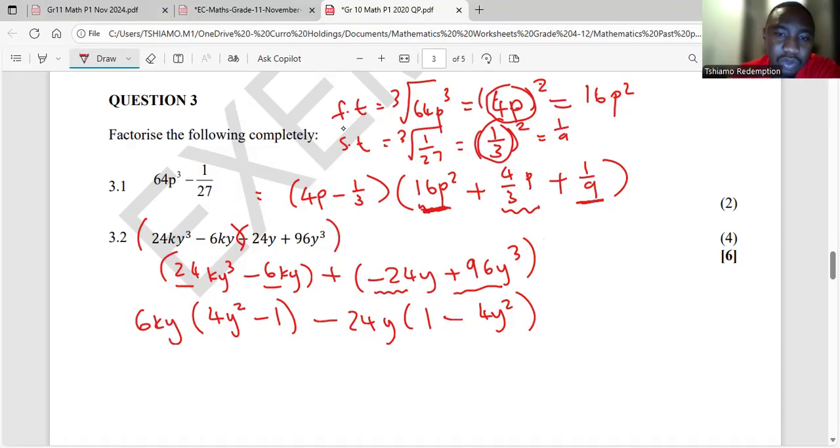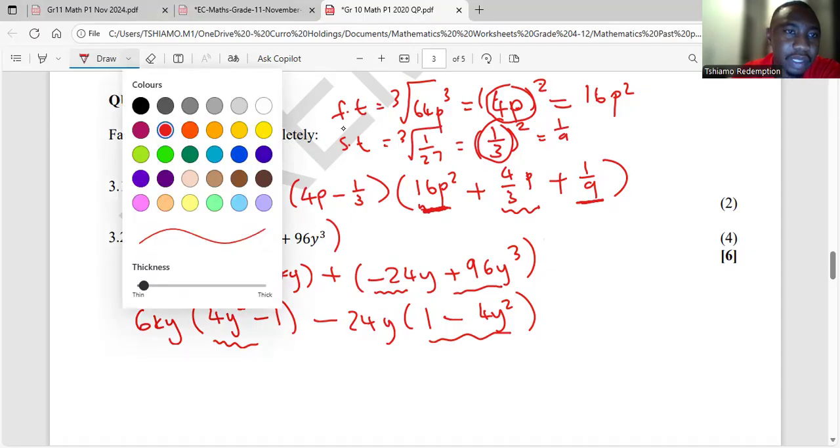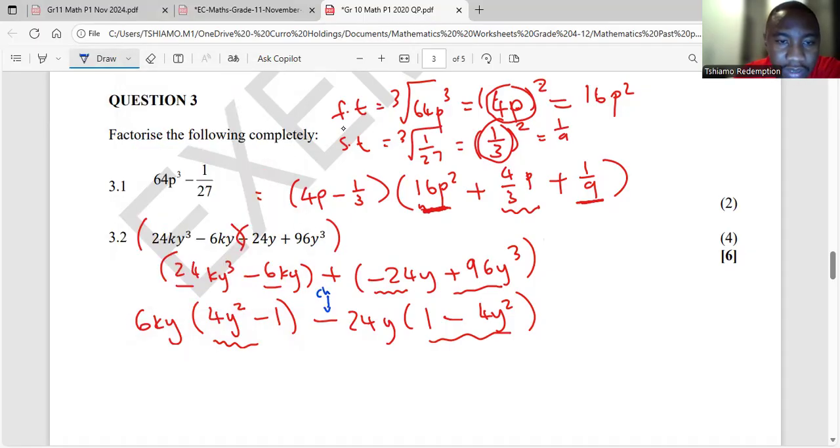Okay, now what do we notice here? We notice that these two brackets are similar, but they differ in sign. So what are we going to do? We're going to introduce what we call the sign change. Sign change says change the sign in the middle. If it's a negative, make it a positive. If it's a positive, make it a negative. And then swap these two around.